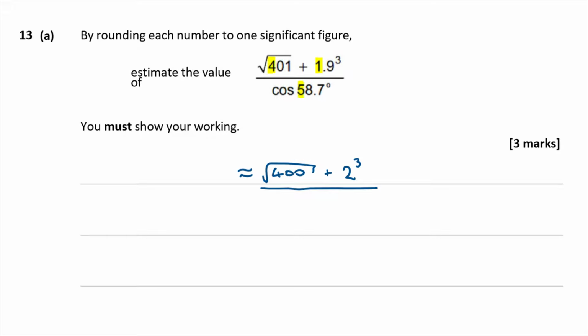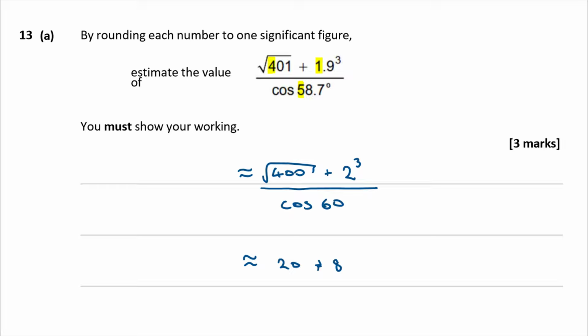Again, the first significant figure of that is that 5 there. So that's going to be equivalent to the cos of 58.7. That's going to round up. It's going to be 60 then, isn't it? Okay. Right, so what's that equal to then? The square root of 400 I know is 20. 2 cubed I know is 8.